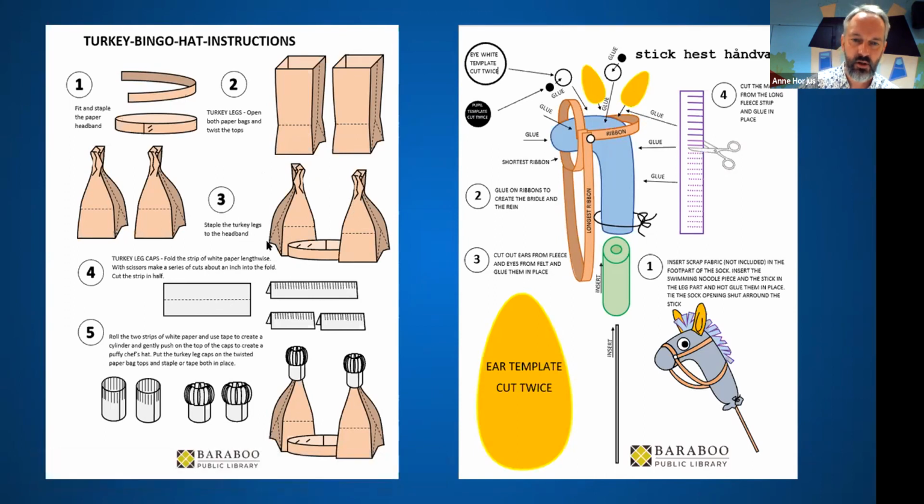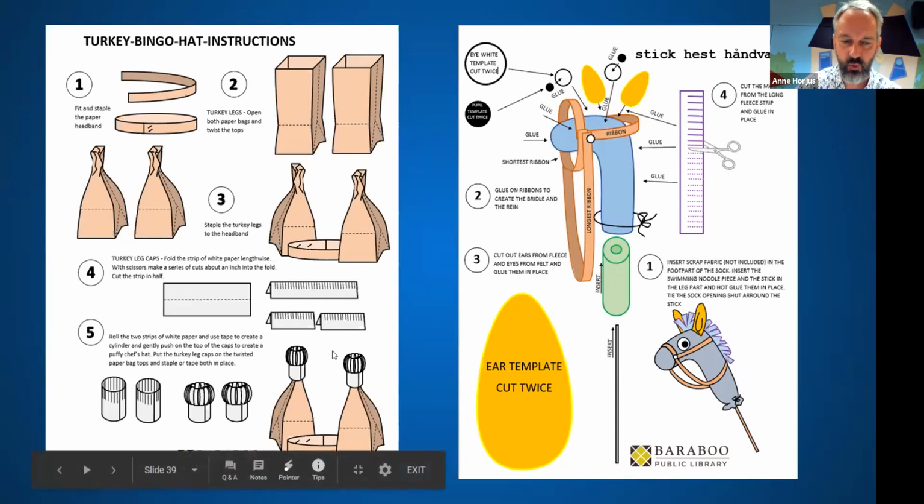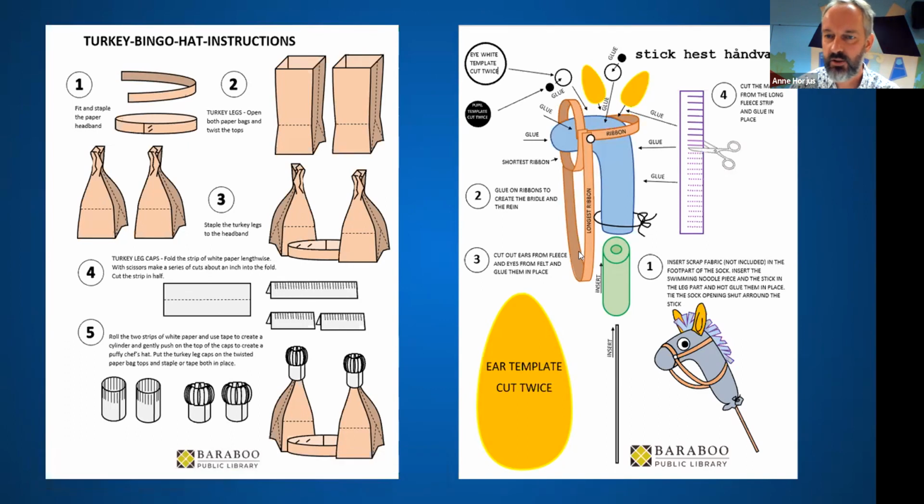2 paper bags, a strip of brown paper, and 2 pieces of white paper, and you crunch the paper bags like that, you staple them to the band, and then you make those little caps for the turkey legs, and that's what you have to wear when you play turkey bingo. On the right side, you see another IKEA craft where I put together a stick horse from a sock.